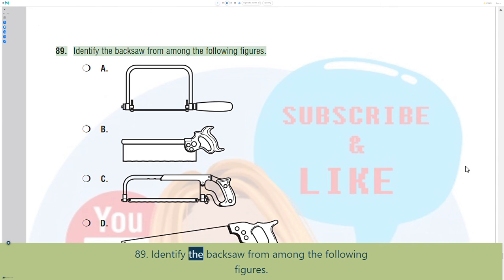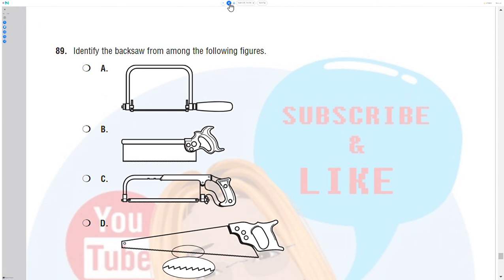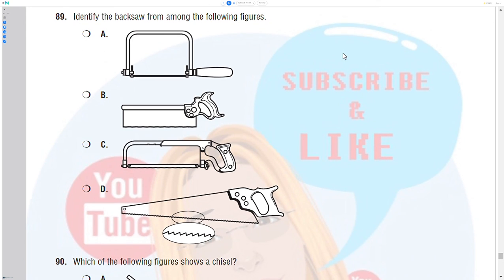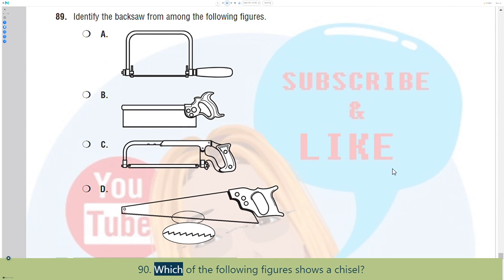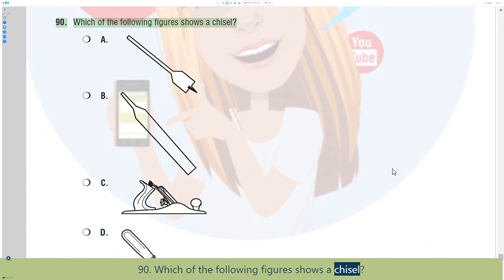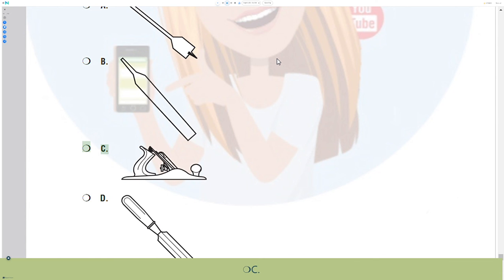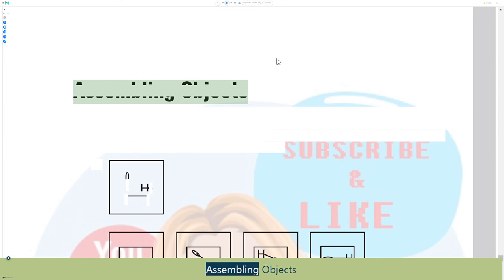89. Identify the backsaw from among the following figures. A. 90. Which of the following figures shows a chisel? A. B. C. D. Assembling objects.